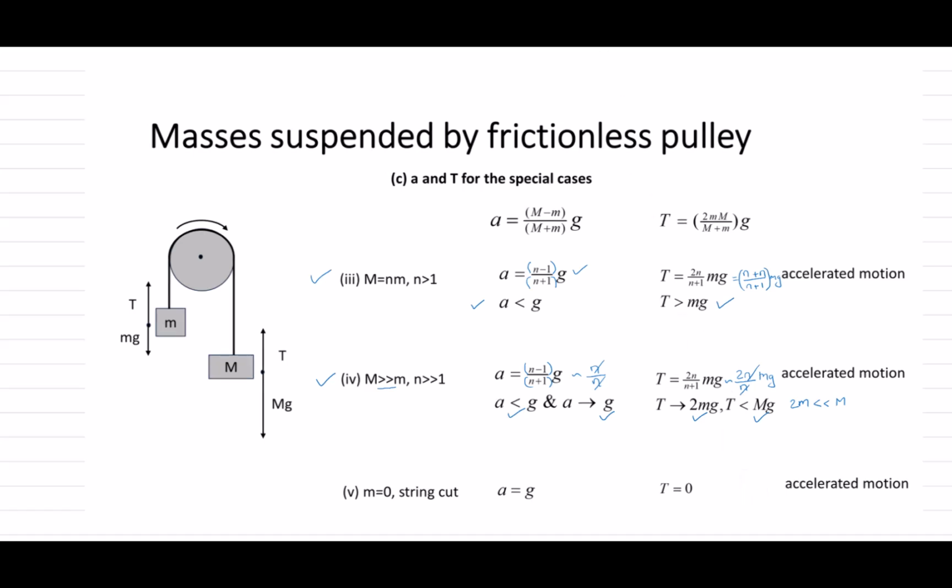Now let's take the final case where either of the masses is 0. So either m equal to 0 or M equal to 0, or let's say we produce a situation where we cut the string. So in those cases, the objects will fall freely under the influence of gravity, and a equals g. And then, of course, when there are no masses connected to the strings, tension will be 0. It is as good as the two objects falling purely under the influence of gravity.